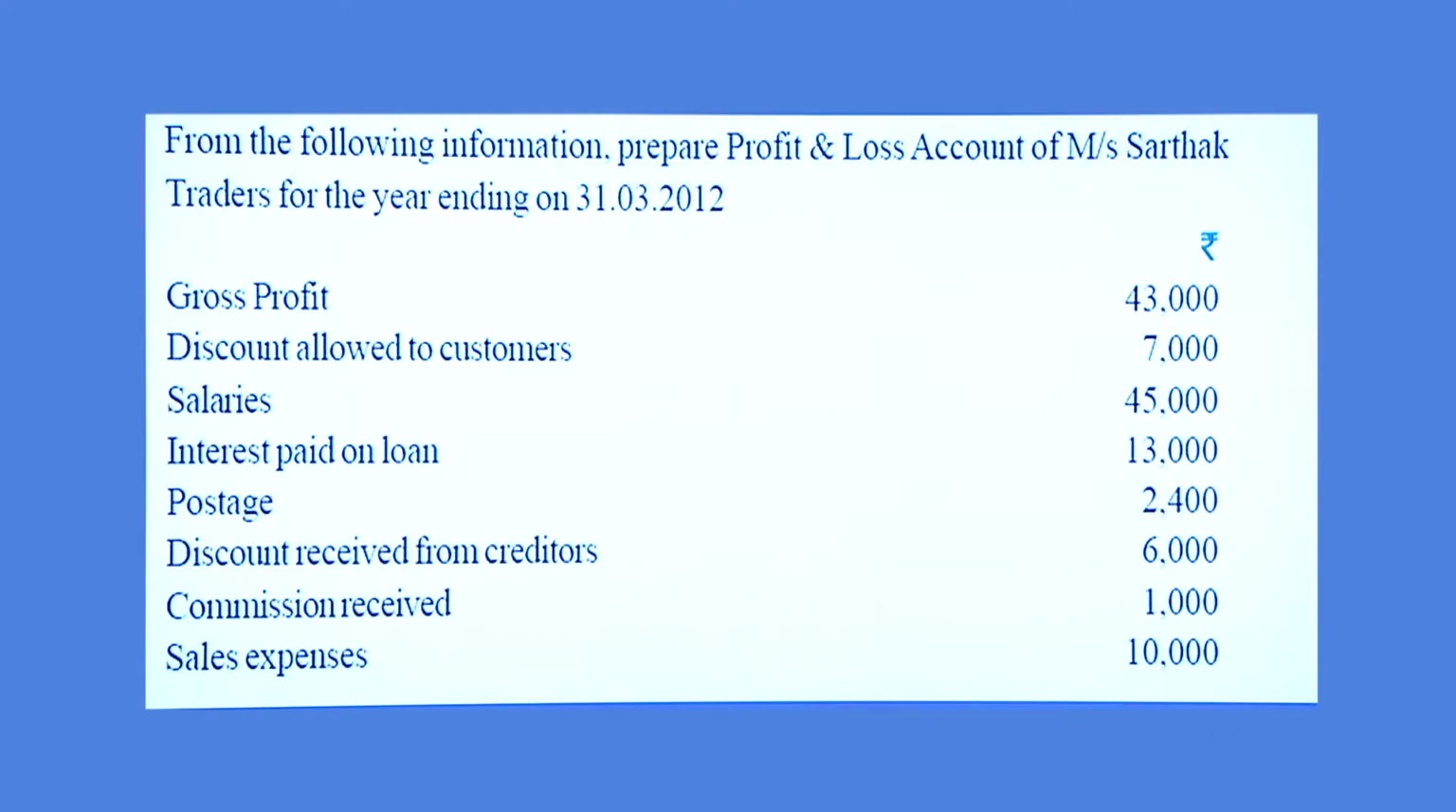From the following information, prepare a profit and loss account of Messrs. Sarthak Traders for the year ending 31st March 2012. We have given you gross profit, so it will come on the credit side of the profit and loss account, discount allowed on the debit side, salaries on the debit side, interest paid on the debit side, postage on the debit side, discount received on the credit side, commission received on the credit side, and sales expenses on the debit side of the profit and loss account.